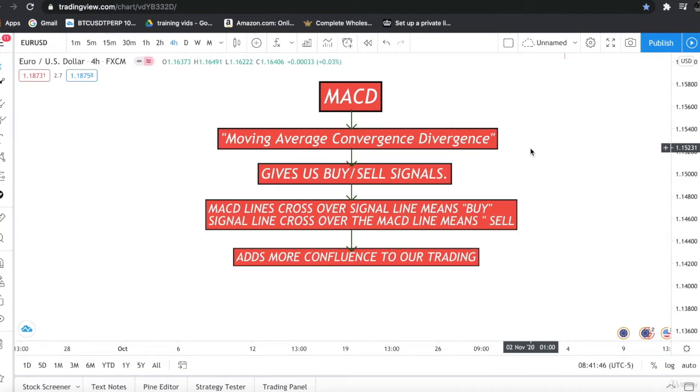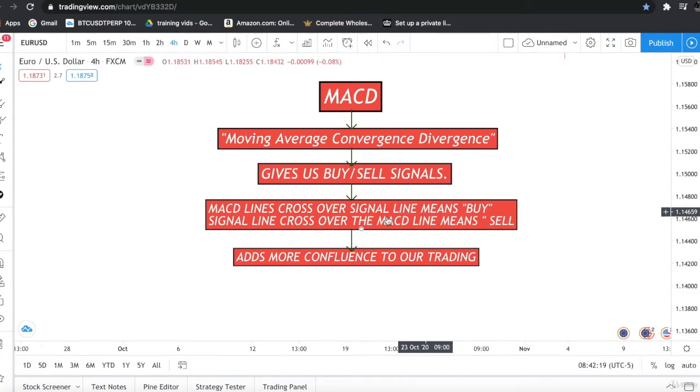Hello everyone, we'll be discussing the MACD indicator in this video. As the name indicates, the MACD is known as moving average convergence and divergence. The MACD indicator gives us the buy and sell signals. Let's apply the MACD indicator to this chart and overview the MACD indicator.